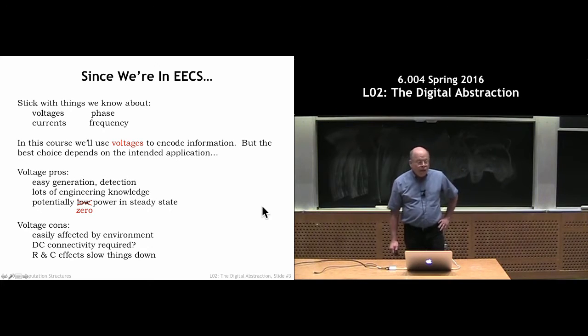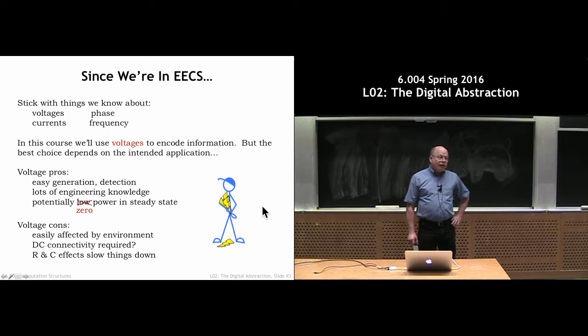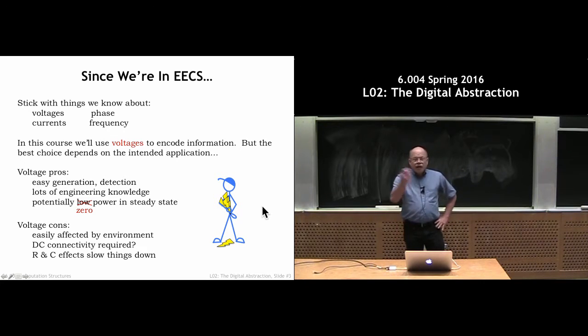There are some downsides to voltages. One is that they're fairly easily affected by the environment. There are lots of sources of electrical noise, and we'll talk about some of those two-thirds of the way through the lecture. And so we'll see that noise looms large as a problem that we're going to have to deal with. You know, maybe we could pretend it didn't exist and struggle through.